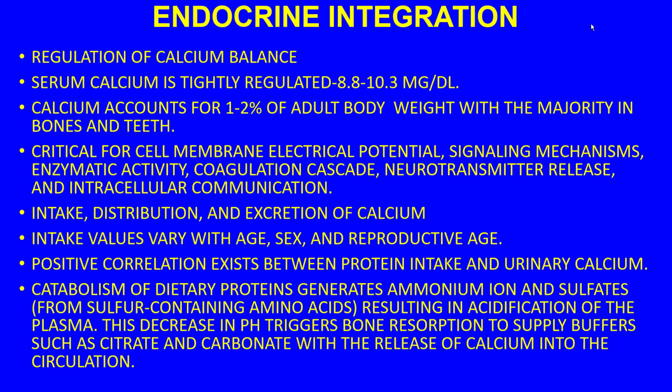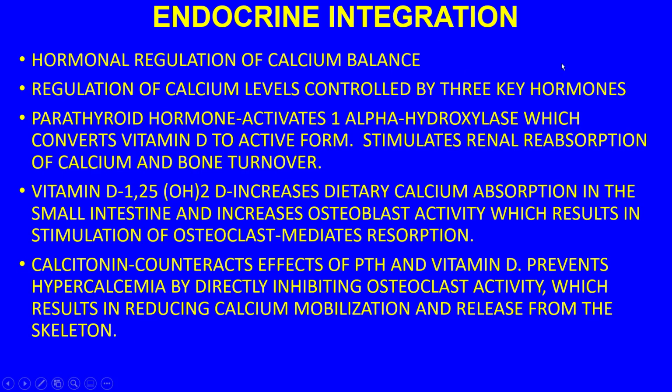This is going to result in the acidification of the plasma. This decrease in pH is going to trigger bone resorption to supply buffers such as citrate and carbonate with the release of the calcium into the circulation. Now, regulation of calcium levels is basically controlled by 3 key hormones: parathyroid hormone, PTH, vitamin D, the active form, and calcitonin. So let's talk about them very briefly.